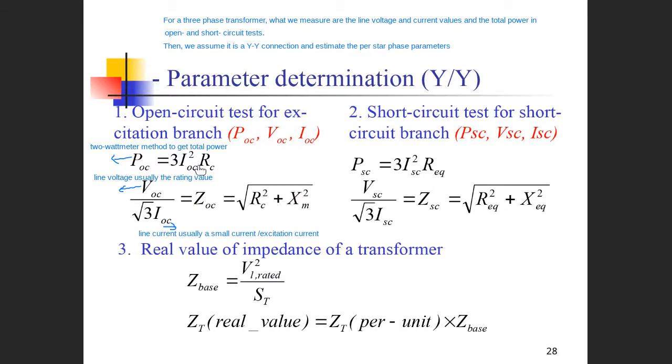Here once again, I would like to emphasize the difference between single phase and three phase. The power is the total power that can be obtained using the two-wattmeter method. So if someone asks you to draw a diagram showing how to make the three-phase transformer open circuit test, you can draw it in such a way. We learned how to draw the two-wattmeter method in three-phase systems in the master semesters. Here is the application of it.